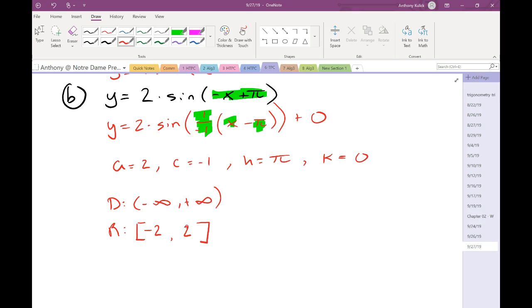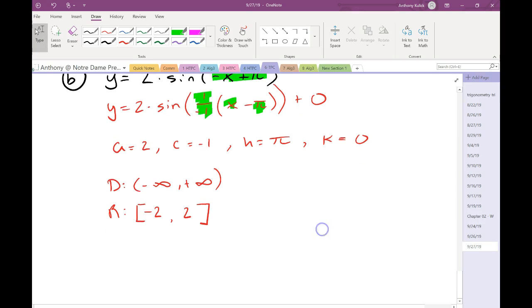Is that okay? How about my amplitude? What's that going to be? Just 2. Good. How about the midline? You have to write y equals 0. It's an equation, so I need to see that y equals part. If you just write 0, I'm going to mark that down. It's not completely correct. It needs to have the y equals there, just to be clear.